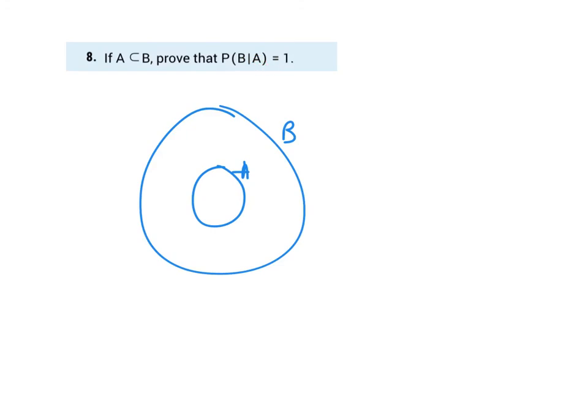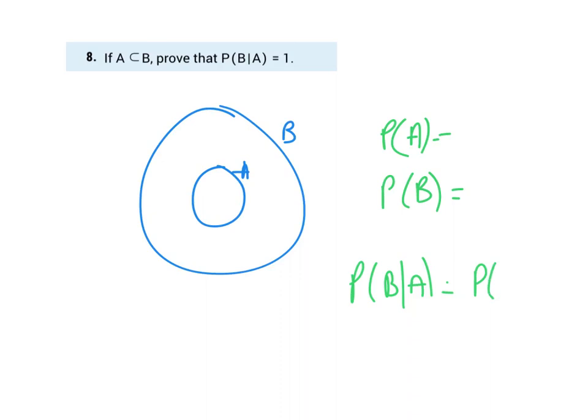Do we know the probability of A, the probability of B? Because the probability of B given A is equal to the probability of B intersection A, all over the probability of A. Do we know the probability of A? No, but anything we don't know, we call it X. So the probability of A, I'm going to call this X. Well, the probability of B, obviously A is inside B, so I'm going to call that X again.